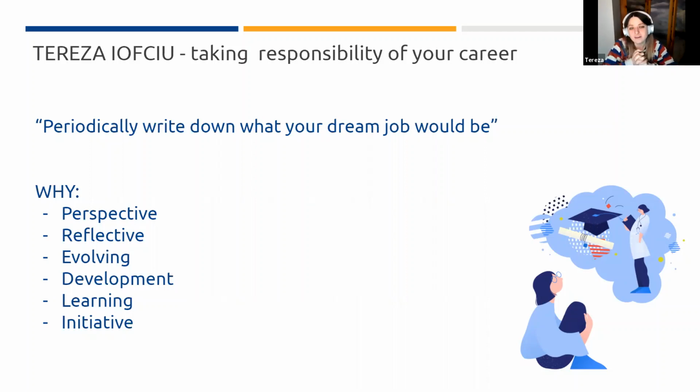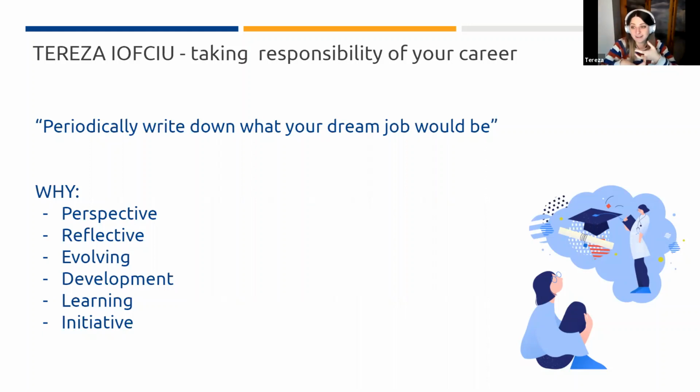So I heard this advice once in a meetup, and it said, write down what your dream job would be periodically. And I don't mean the job title. I really mean, I go to work Monday to Friday, and these are the things that I do, and these are the responsibilities that I have. And I want to do this, and I want to do that. Of course, that dream job probably will not happen like that, but it gives you perspective, right?